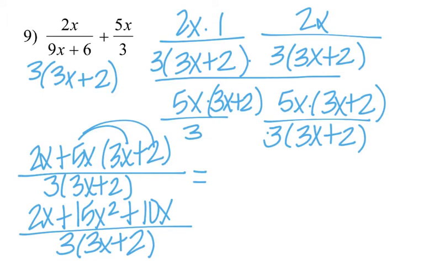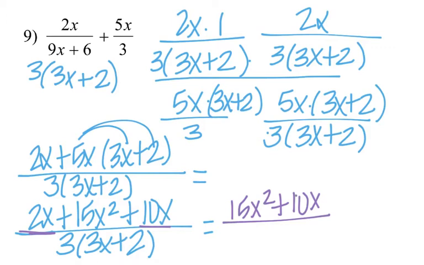From there, we keep going, and we're going to combine like terms, okay? So we have 2x and 10x. So 15x squared plus 10x over, plus 12x. Sorry, I literally just told y'all that and still wrote 10. So plus 12x over 3 times 3x plus 2.